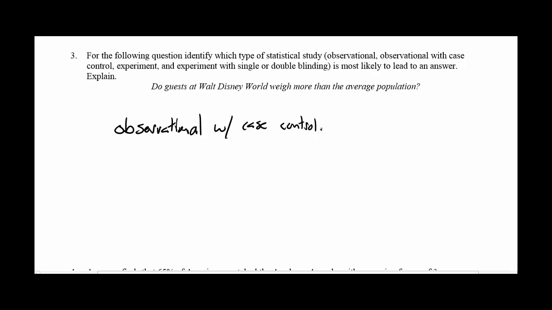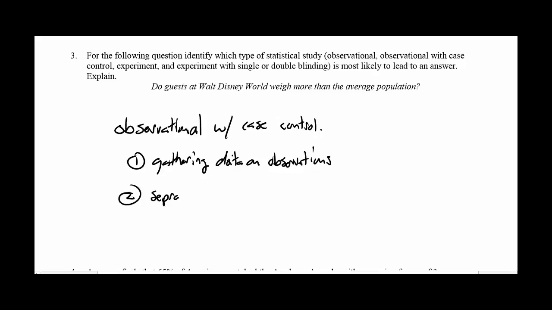Okay. Now, as far as the explanation goes, I've talked through a lot of good ideas that explain why this is observational versus experiment. So one idea being that we are gathering data on things that we see versus forcing data to happen based on some sort of treatment or controls. And then as far as the case controls, we are separating the data.